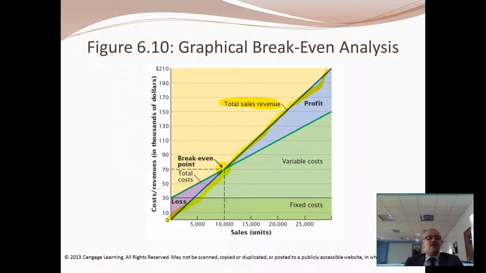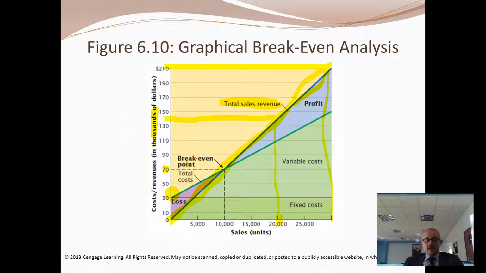I get 70,000. So all of these numbers are in thousands. Do you see thousands? So I will get 70,000. What if I sell 20? It will be around 140. If I sell 30, I will multiply 30 by 7, and I get $210,000. So this line here represents my sales.